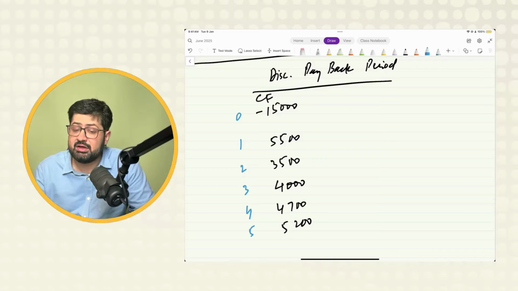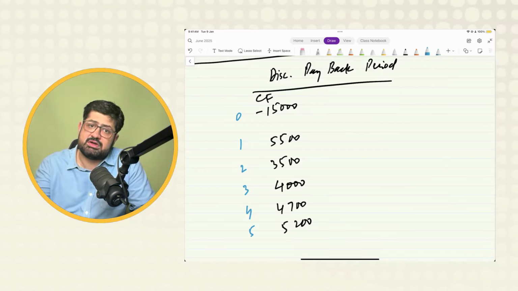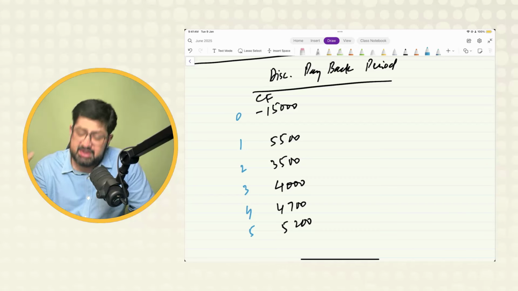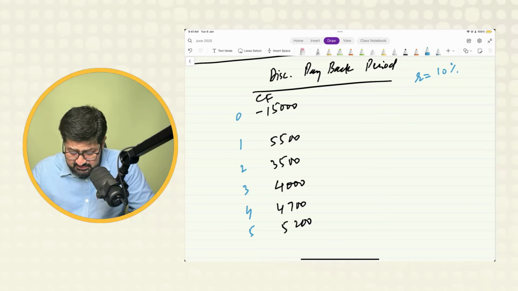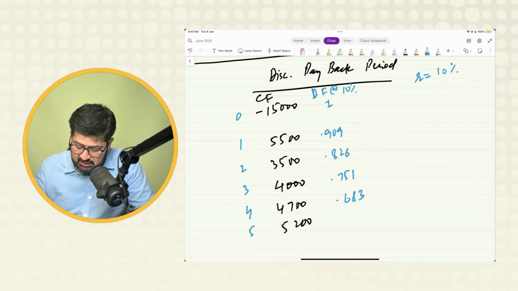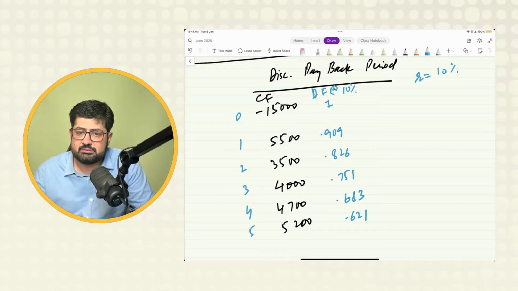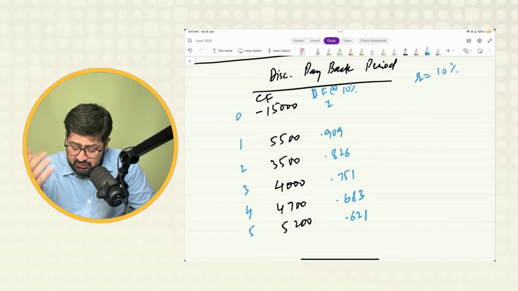So we need to calculate simple payback first. We will calculate the cumulative cash flow, and then simple payback. Simple is that. But if we need to calculate discounted payback, we need to know the discount rate. For example, that is 10%. So we need to apply a discount factor at 10%, which is 0.909, 0.826, 0.751, 0.683, 0.621. You can see this from the discount table. It will be provided to you on the exam platform.